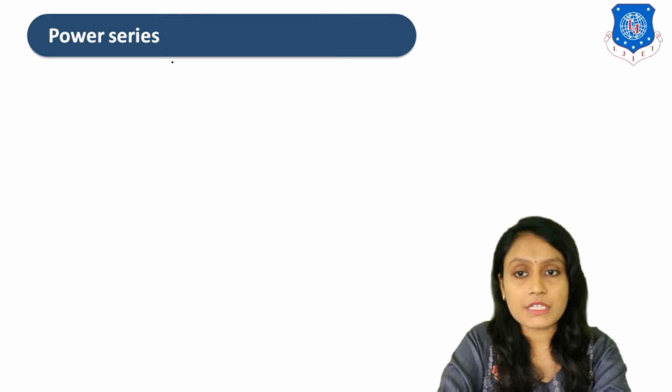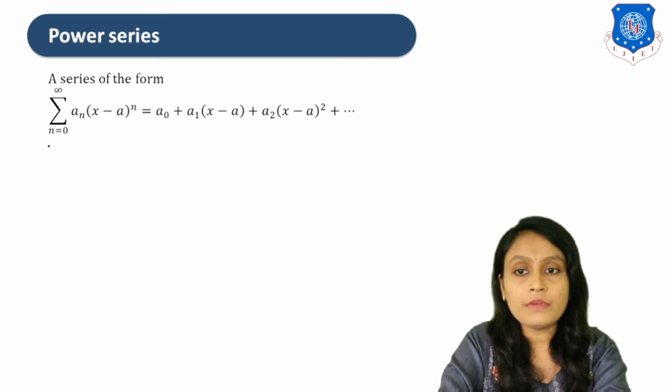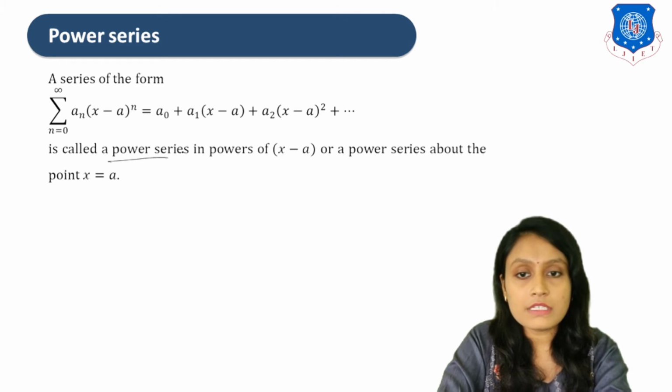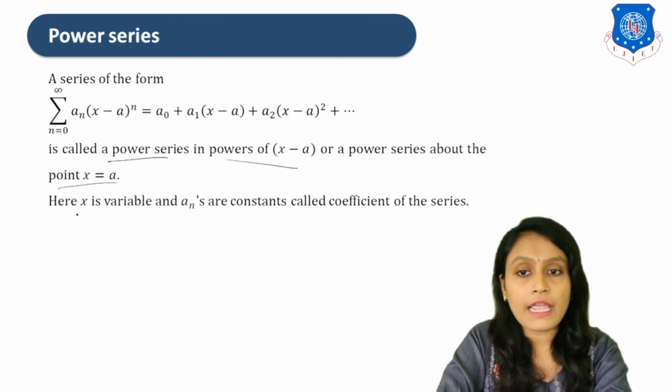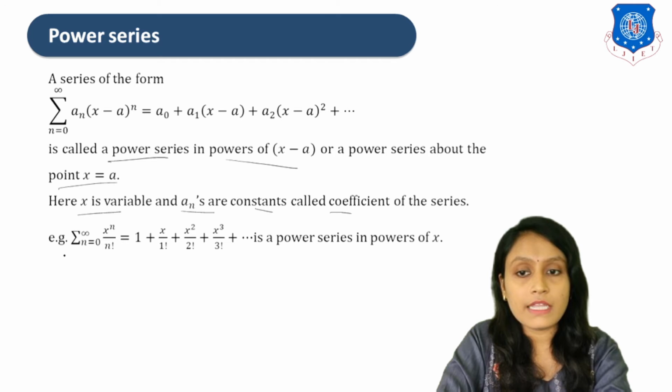Next topic is power series. A series of the form summation an x minus a whole raised to n, expanded, first n is equal to 0, so you will get a0 plus a1 into x minus a plus a2 into x minus a whole square and so on. This is called a power series in powers of x minus a, or a power series about a point x is equal to a. Here x is a variable and an, that is a0, a1, a2, these are constants and are called the coefficients of the series.